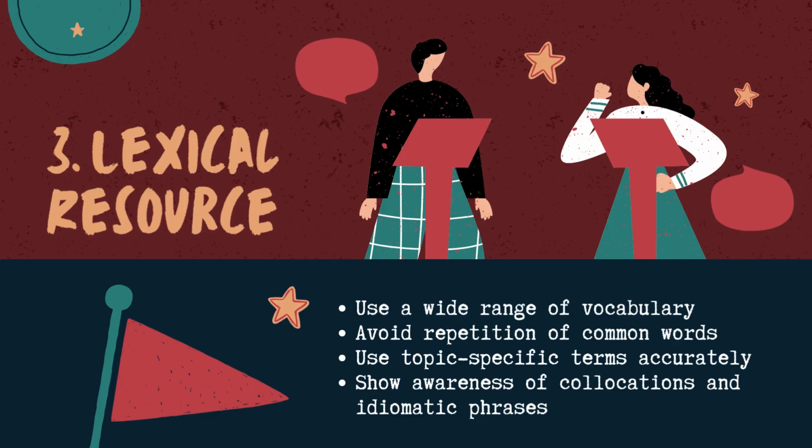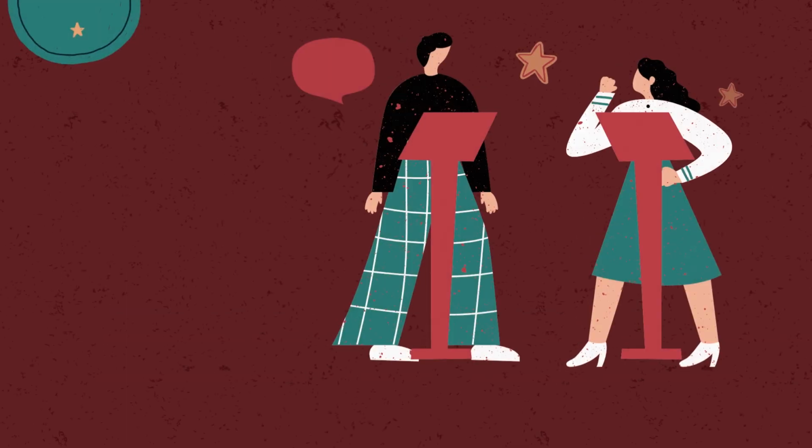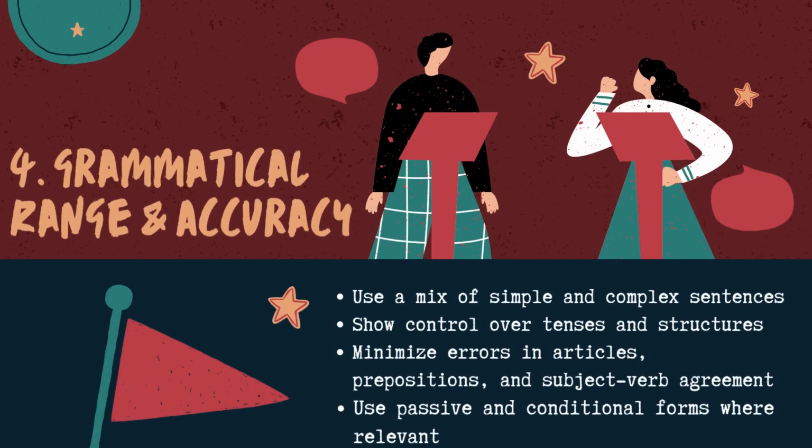It means when two words are used collectively without you people noticing as usual. For example, heavy traffic, strong argument, commit a crime, make a decision. These are collocations. Now, grammatical range and accuracy. So, use a mix of simple and complex sentences. You cannot only use simple sentences.